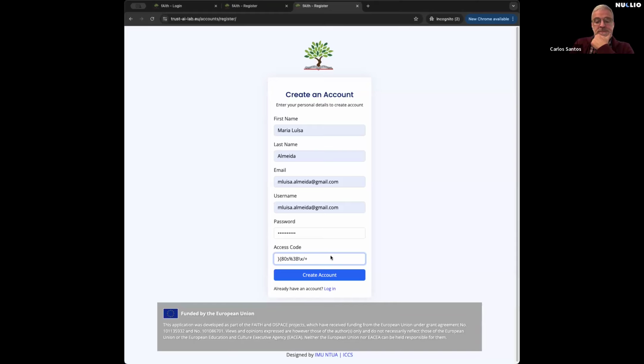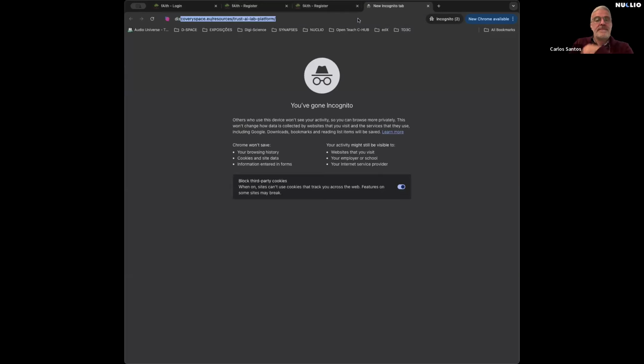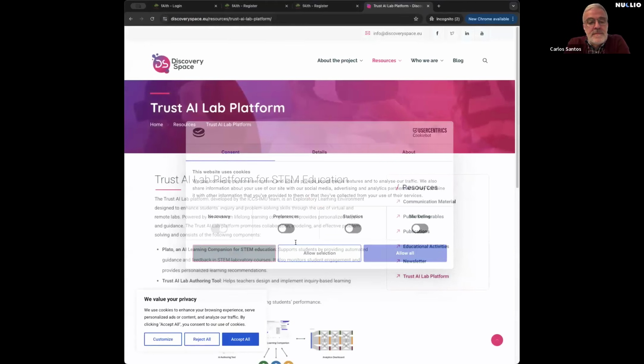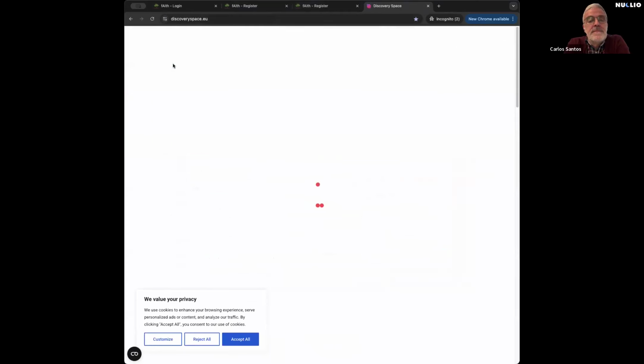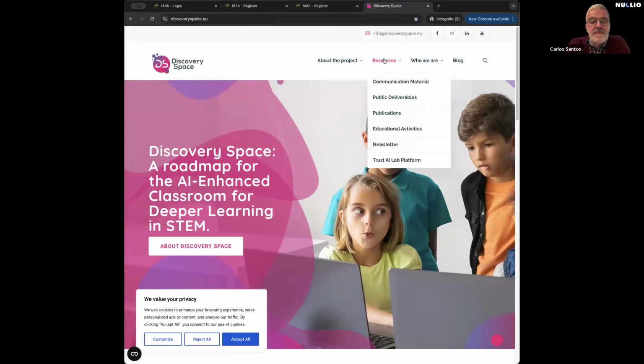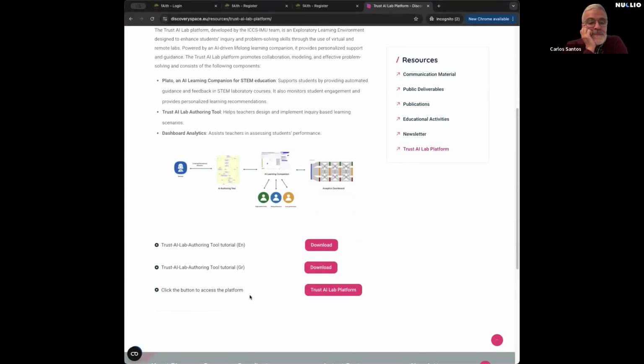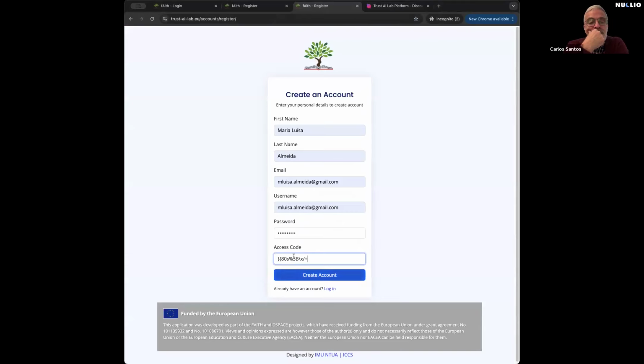This access code is also in the manual in the platform, but in the Discovery Space. If I go to Discovery Space, this is the project, and over here in the resources we have the lab platform, and you can download the tutorial in English. Over here you also have the access code that we have shared in the chat and that I have written over here.